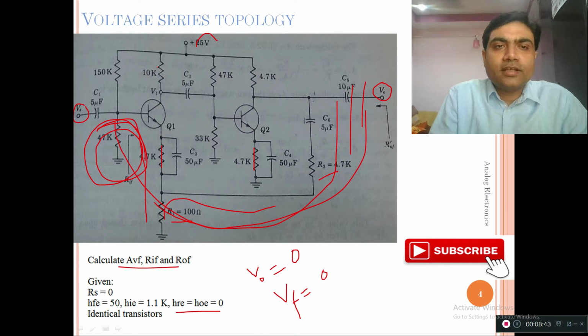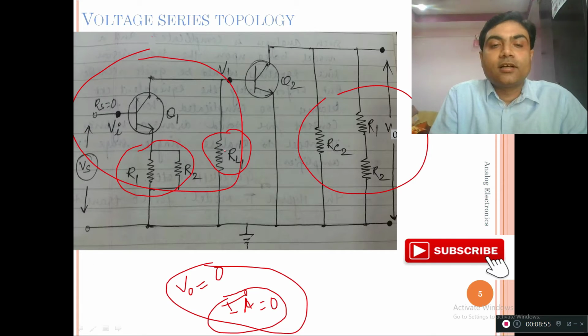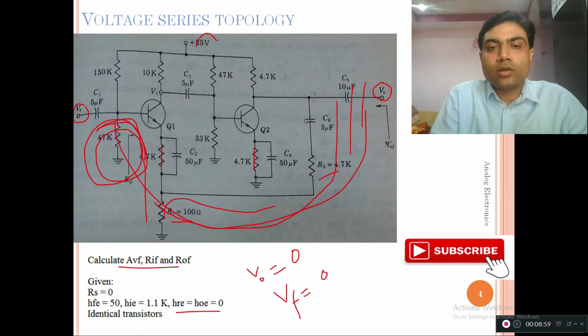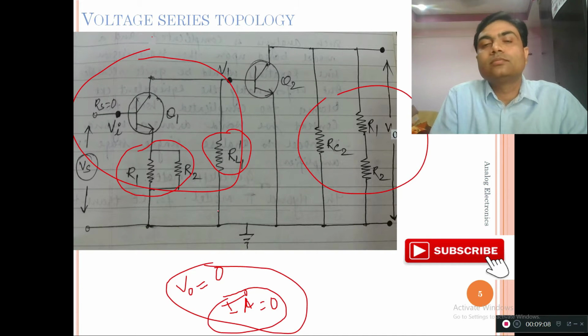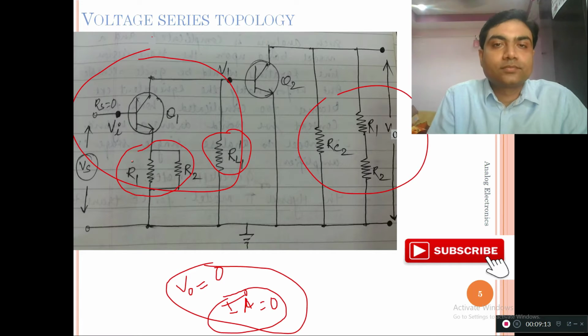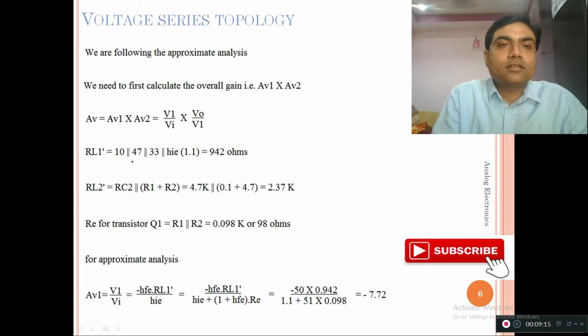So this is the 10K resistance, this is the 47K resistance, and this is the 30K resistance. All will become in parallel to find out the load resistance of the Q1. And similarly, if you talk about the load resistance of Q2, this is the only resistance which is present over here, that is 4.7K, which comes in parallel with the series combination of R1 and R2. So this is how we can determine RL1 dash and RL2 dash. Okay, so let us start the analysis.